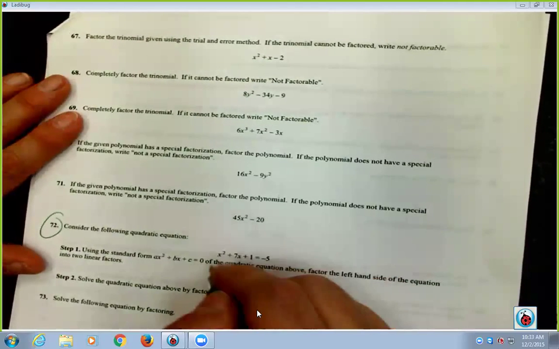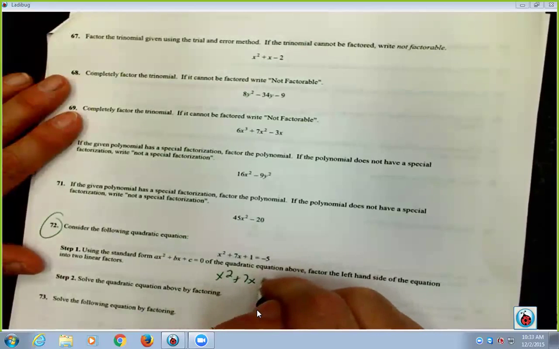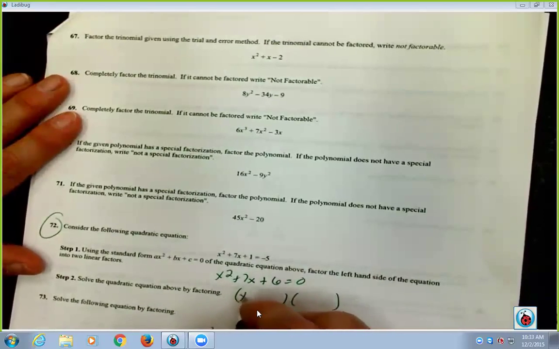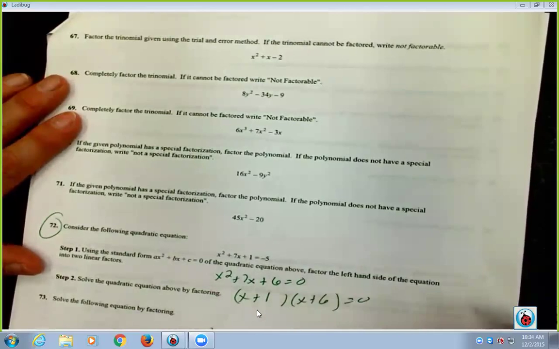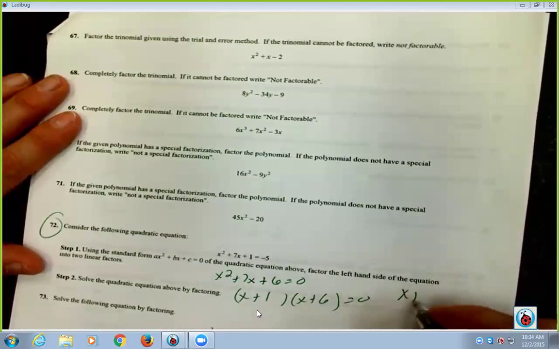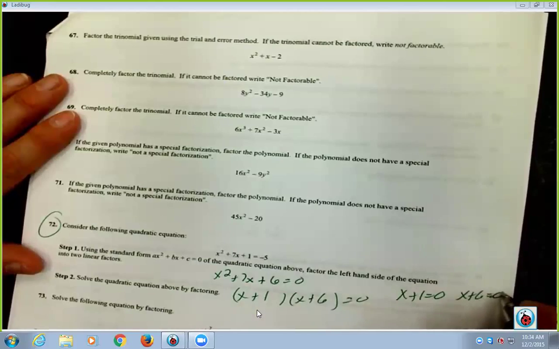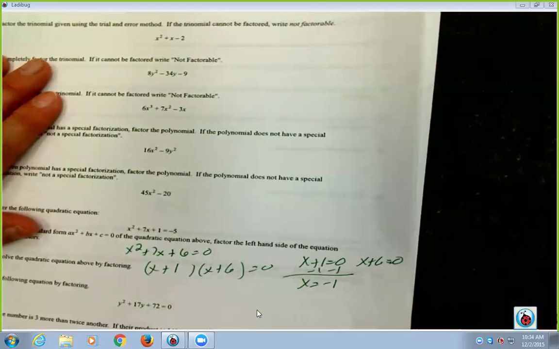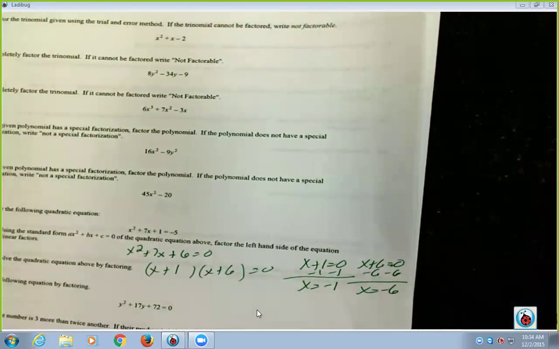So I need to add 5, so I get x squared plus 7x plus 6 equals 0. Factor it. What does it factor to? Factors of 6 that add to 7. 1 and 6, plus 1 plus 6. And then because it's a quadratic, all I need to do is make sure that I solve and set these things equal to 0. And solve them. So move my 1 over. I find x is a negative 1. Move my 6 over. Find x is equal to a negative 6. So that's my 2 solutions.